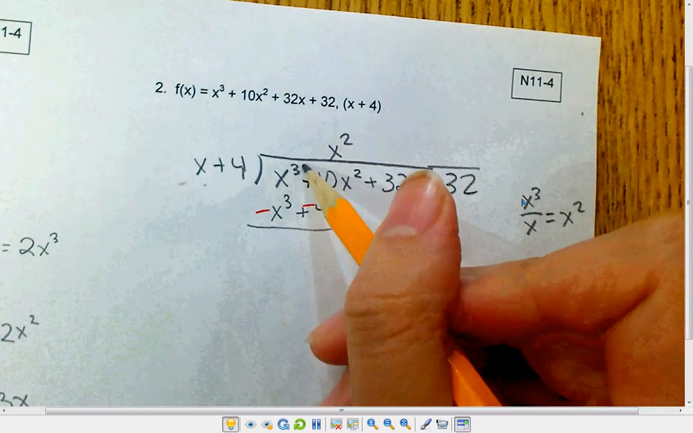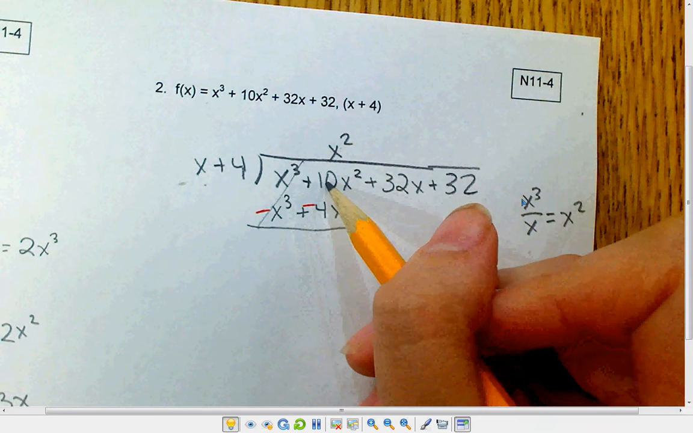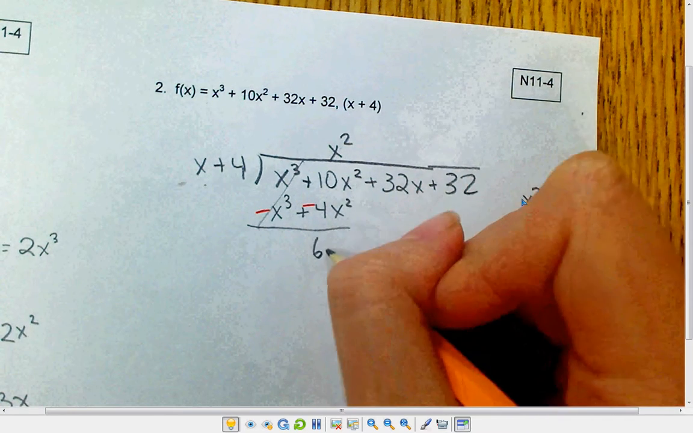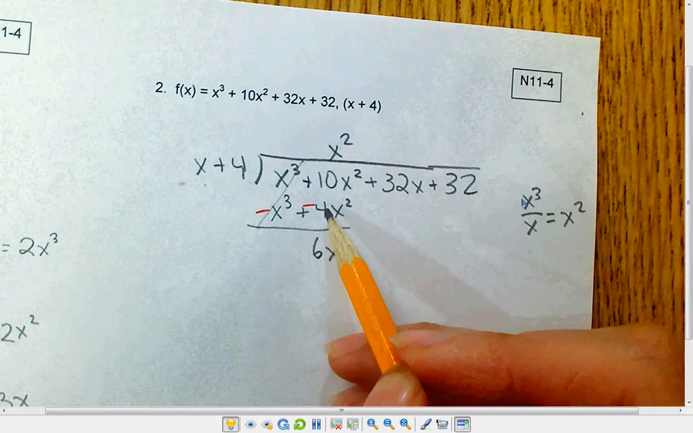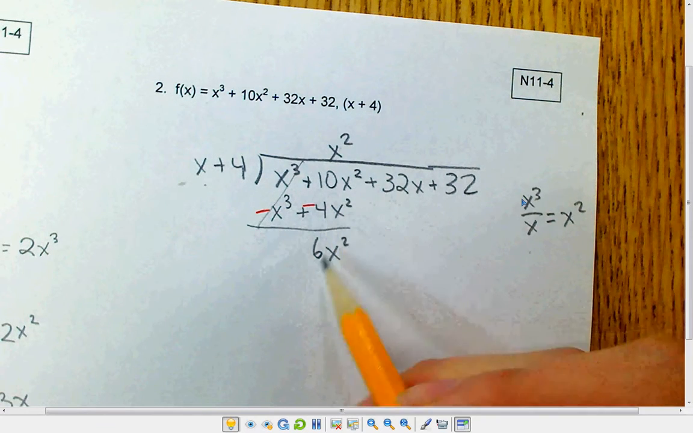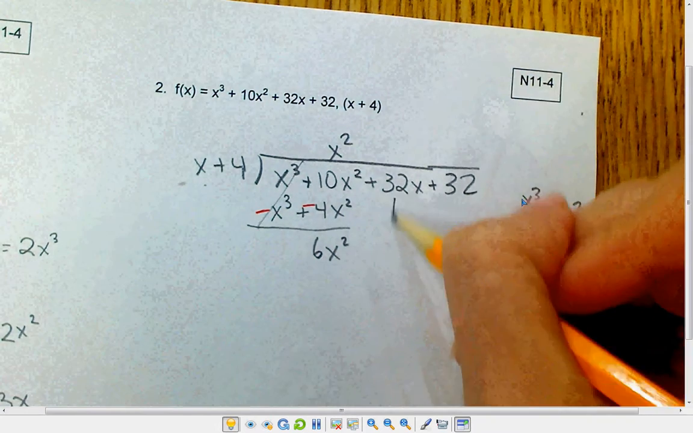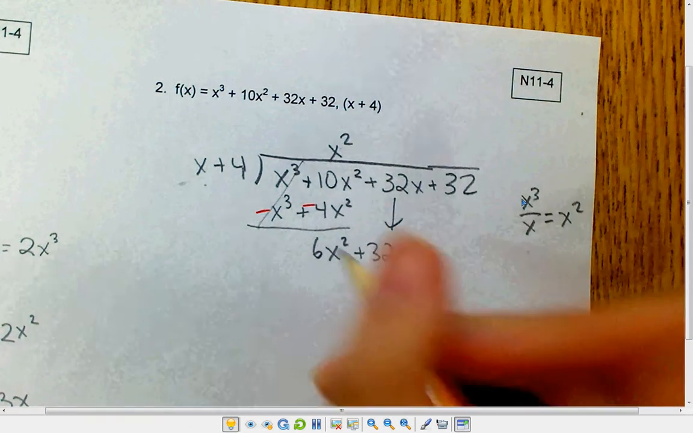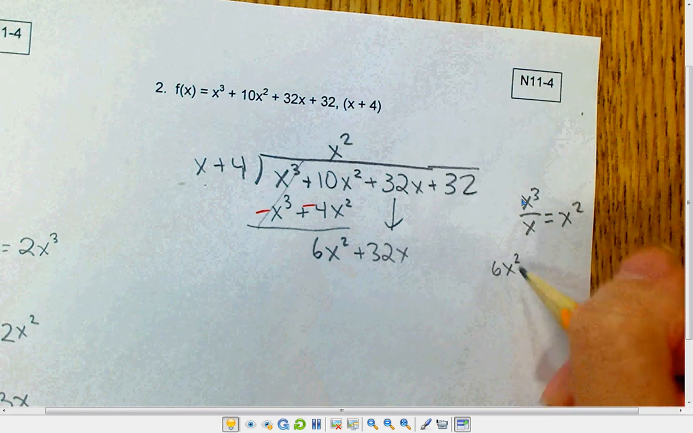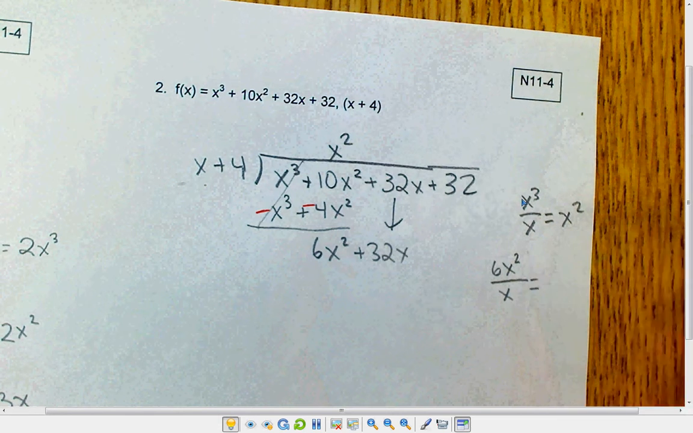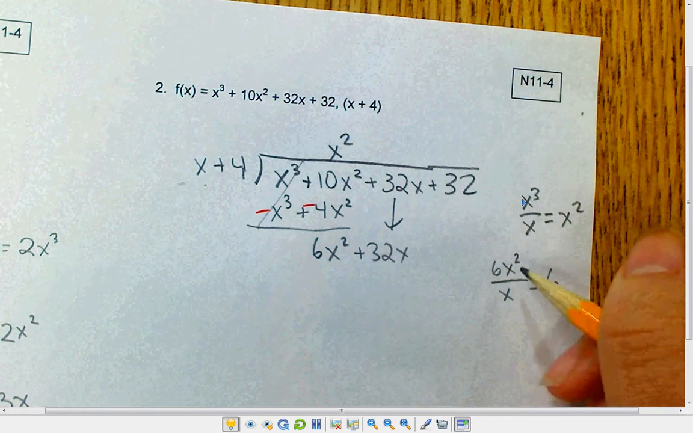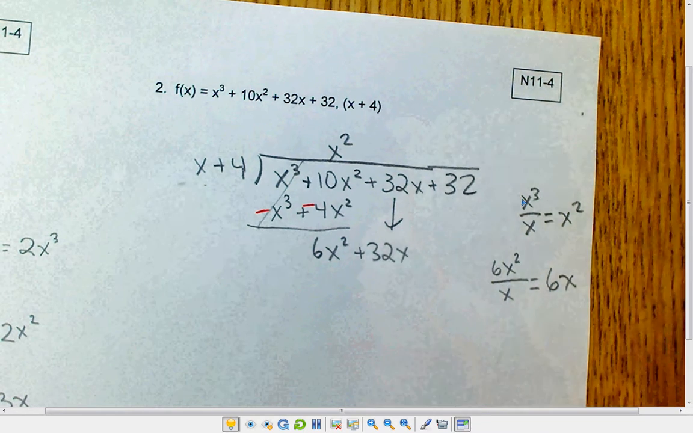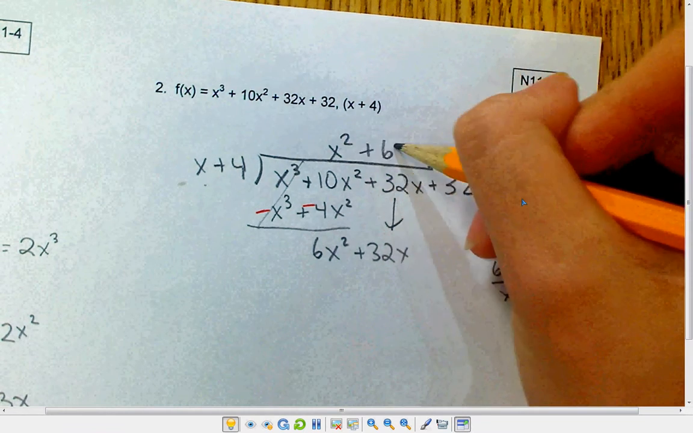So when we add it together, these cancel out. And 10 minus 4 gives us 6x squared. Sorry, this should be x squared. So 10x squared minus 4x squared gives me 6x squared. We're going to bring down the next term. Same thing again. So now we're using our first term from this one, 6x squared divided by x, which gives me 6x. This is my next term up here. It's positive, so it's plus 6x.